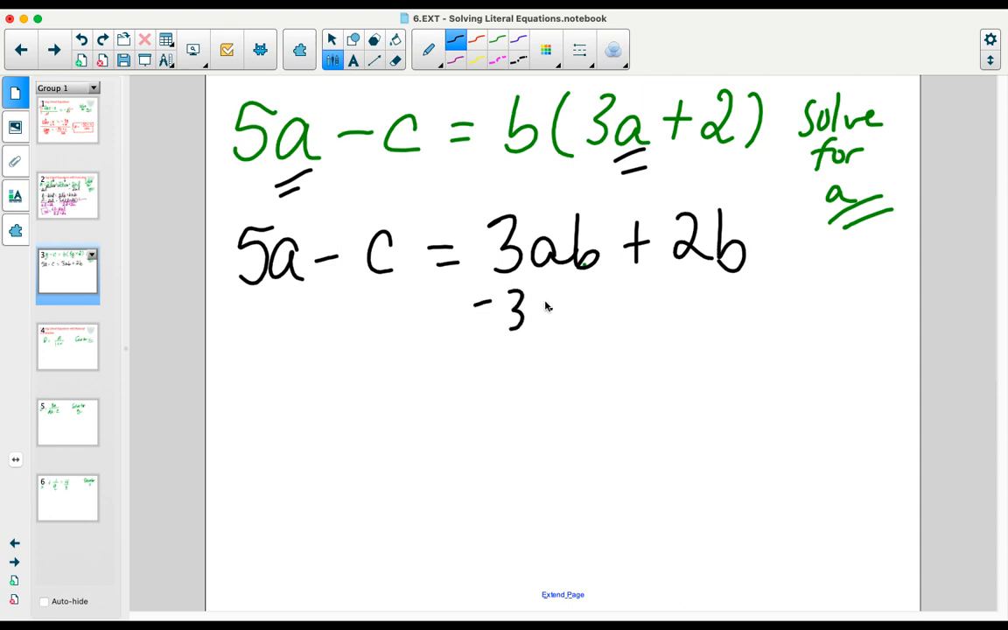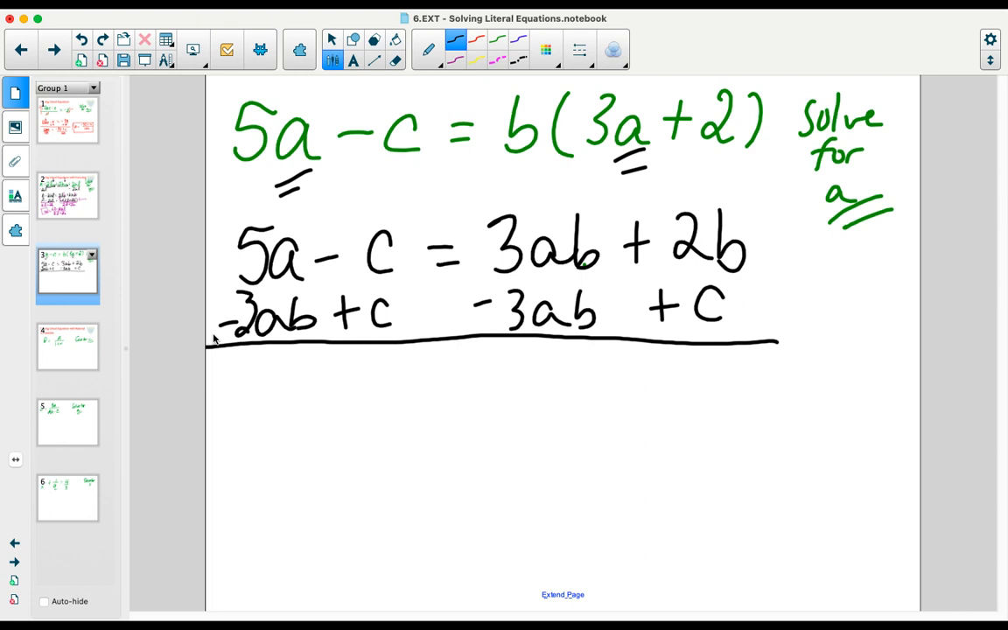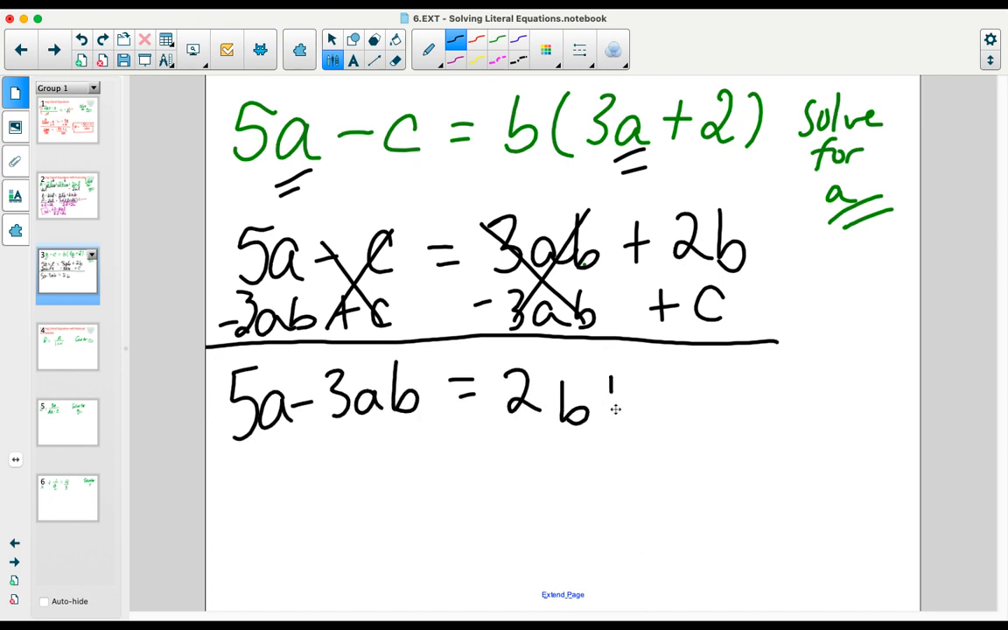Let's take away the 3AB so we can push the A to the left-hand side with the 5A. But at the same time, remember, I don't want anything that doesn't have an A over here. So I'm going to kick the C over to the right. This serves a couple of different purposes. It's going to get rid of this term, and it's going to get rid of this part of the expression on the left-hand side, leaving me with 5A minus 3AB is equal to 2B plus C.